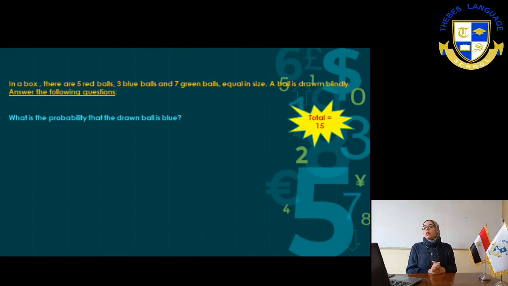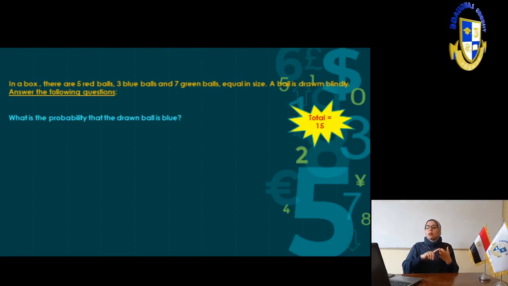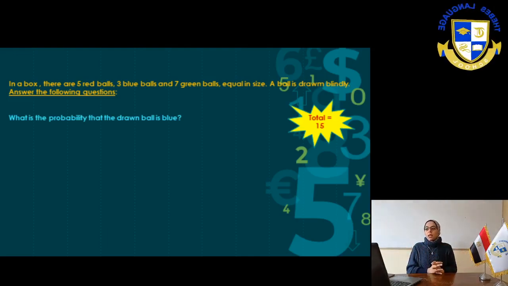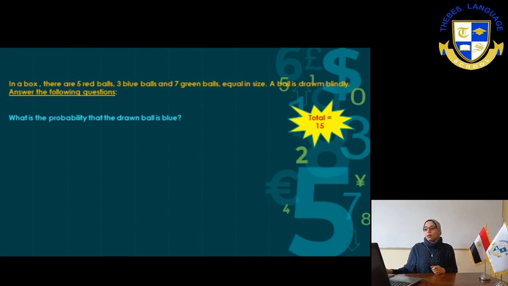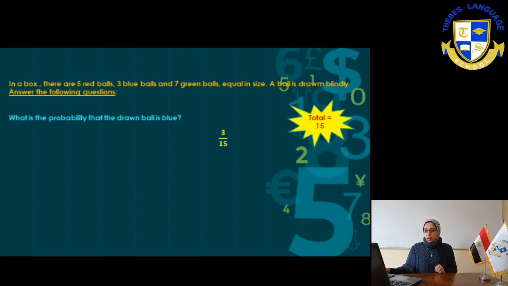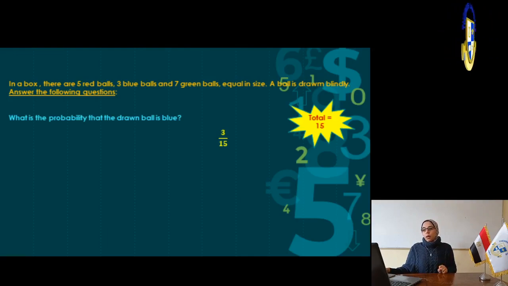At first in this question, you must get the total of all balls, red and blue and green. Add the 3 numbers together. 5 plus 3 plus 7 will be 15. The total of all balls will be 15, because this total is written in the denominator. How many blue balls in this box? We have 3 blue balls. So the probability of getting a blue ball will be 3 over 15. Don't leave it like that. You must simplify it. Divide by 3, it equals 1 over 5.